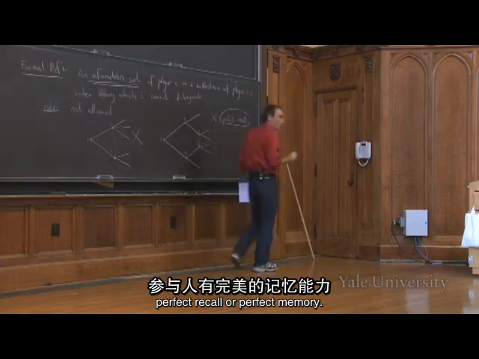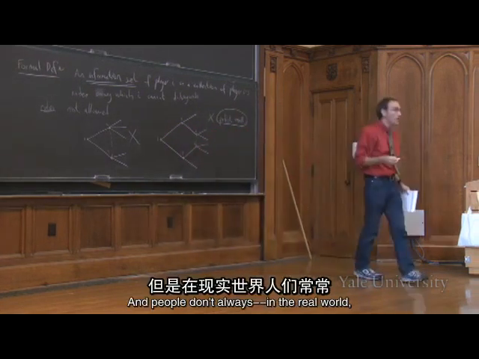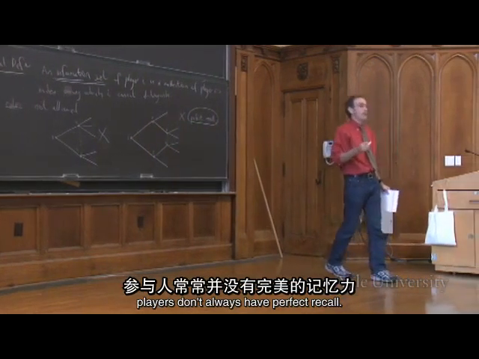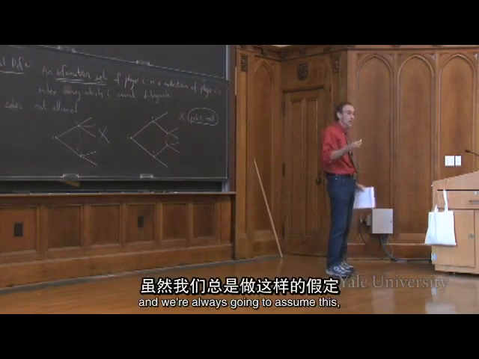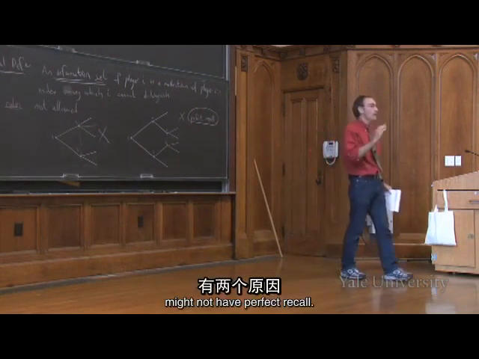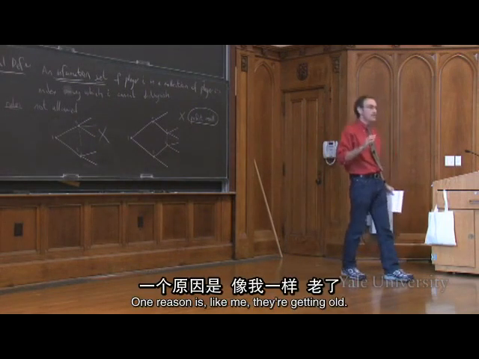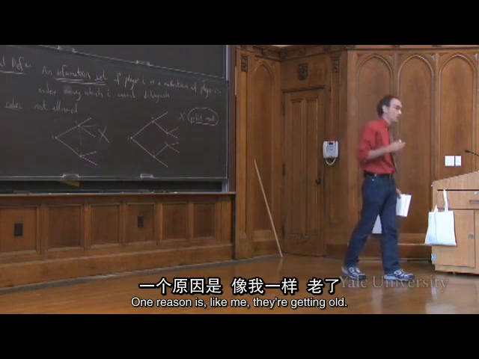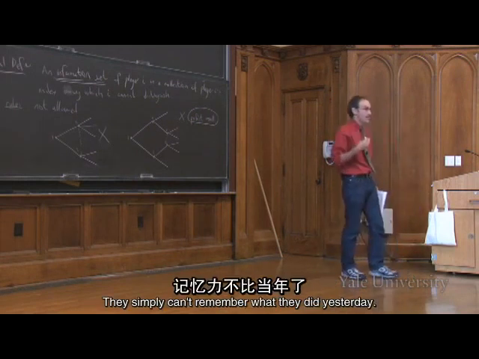We're assuming perfect recall. And in the real world, players don't always have perfect recall. There are two reasons, and we're always going to assume this, but let me just make a remark. There are two reasons why people might not have perfect recall. One reason is, like me, they're getting old. They simply can't remember what they did yesterday.